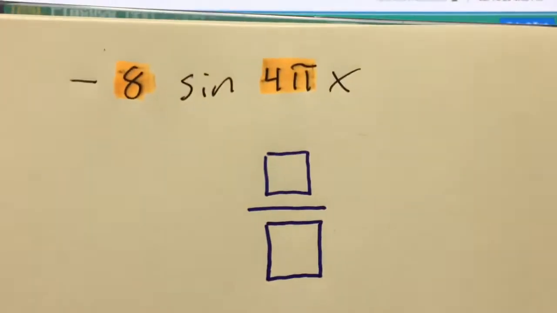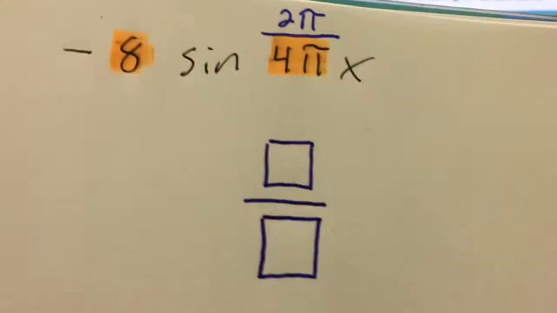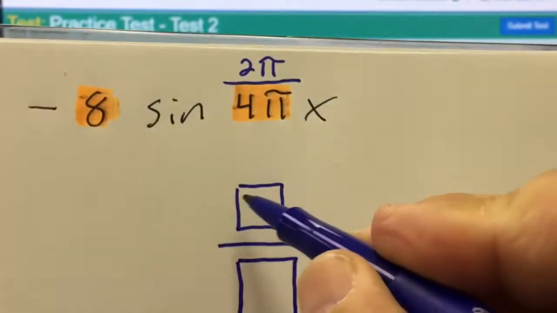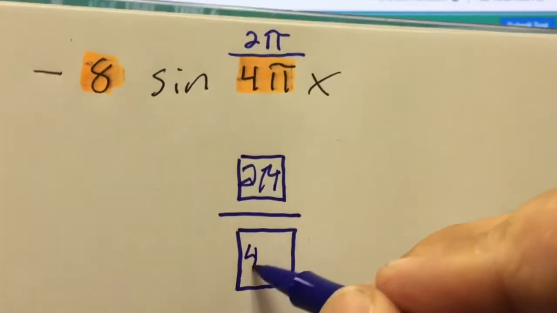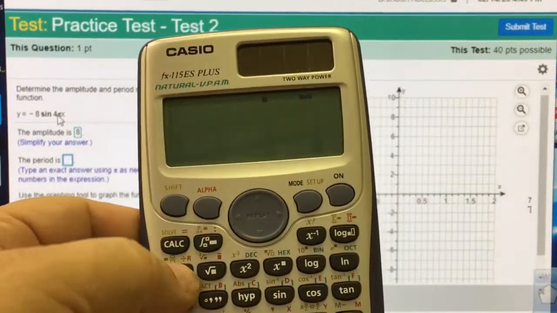See the 4 pi? The thing to do with that is to put a 2 pi over that number. So 2 pi over 4 pi will give us the period. So I'd like to hit this button on my calculator, and then I put 2 pi on top and 4 pi on the bottom. Now I can do this without a calculator, but let me show you how to type it in. So you're going to want to hit this button. It gives you the fraction.